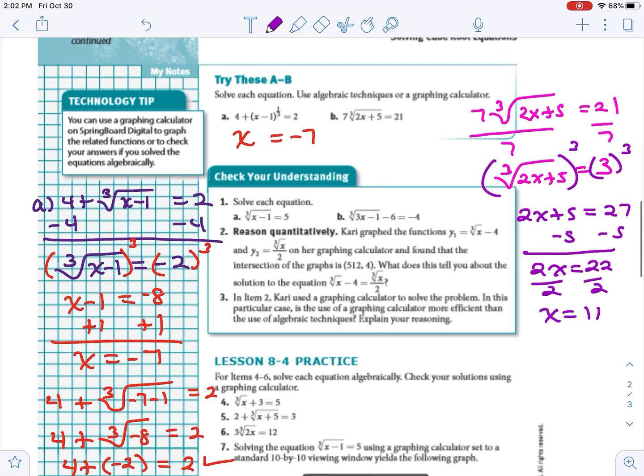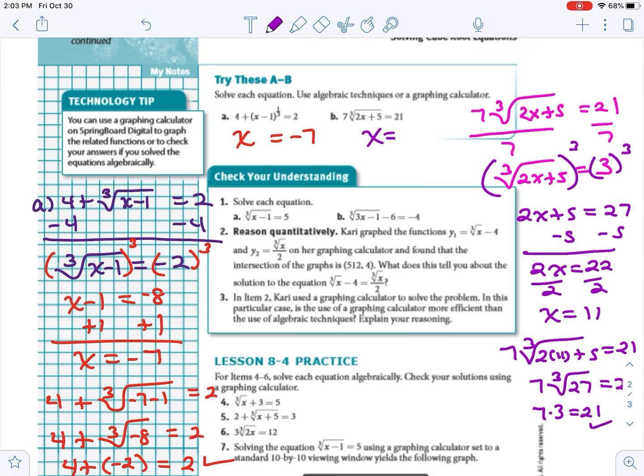If I plug 11 into the equation, I have 7 times the cube root of 2 times 11 plus 5, and I see if that makes 21. So 2 times 11 is 22, plus 5 is 27, and the cube root of 27 is 3. 7 times 3 is 21. Checks out. So x equals 11.